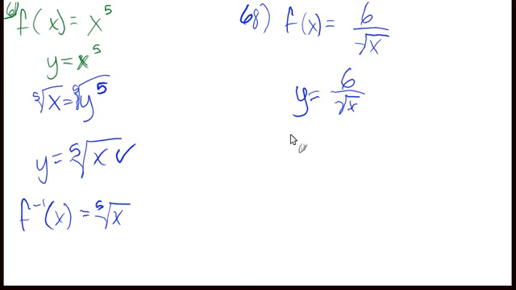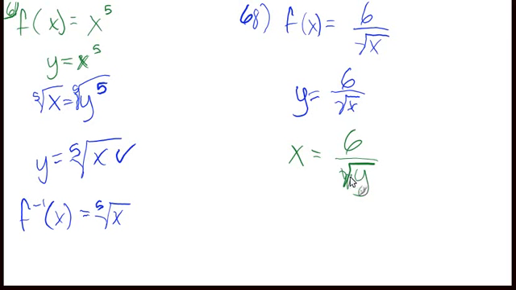So we replaced f of x with y, and now we're going to switch. Remember the indoor and outdoor. We used to go in this way and out this way, and now we're going to go the other way. So we are going to switch the in and the out. Now we need to solve for y.